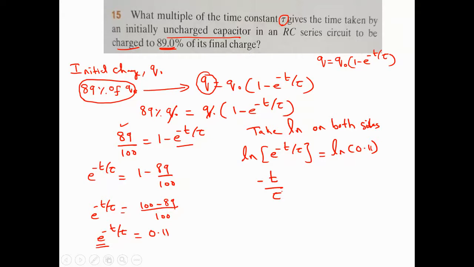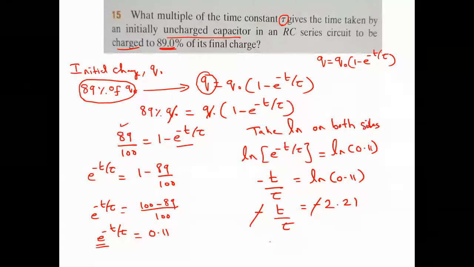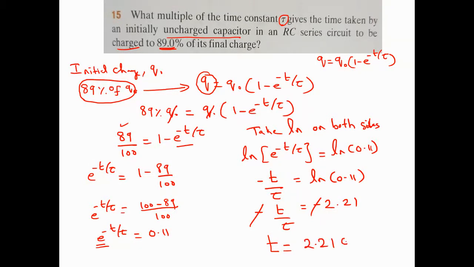On the right hand side, you have natural log of 0.11. Could you please tell me what is the answer for natural log of 0.11? Minus 2.21. Minus 2.21 you got, and on the left hand side we got minus t over tau. Listen carefully: this negative gets cancelled with this negative. Therefore, t is equal to 2.21 times the time constant. So this much time constant is needed to charge this capacitor to 89%.